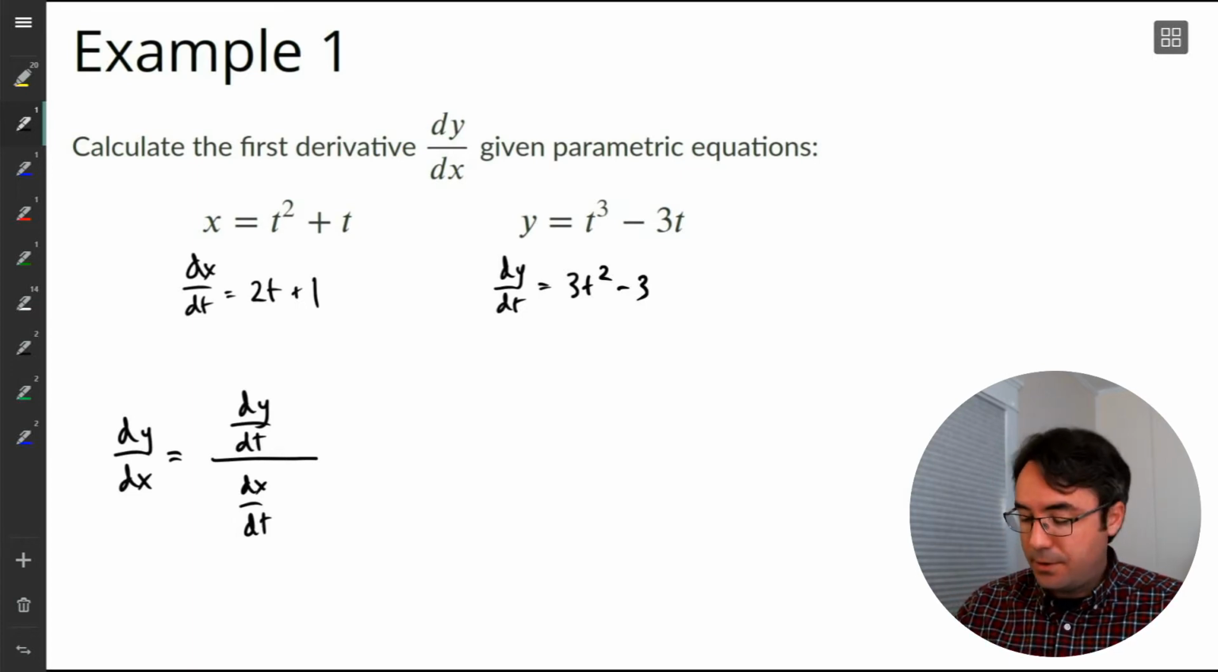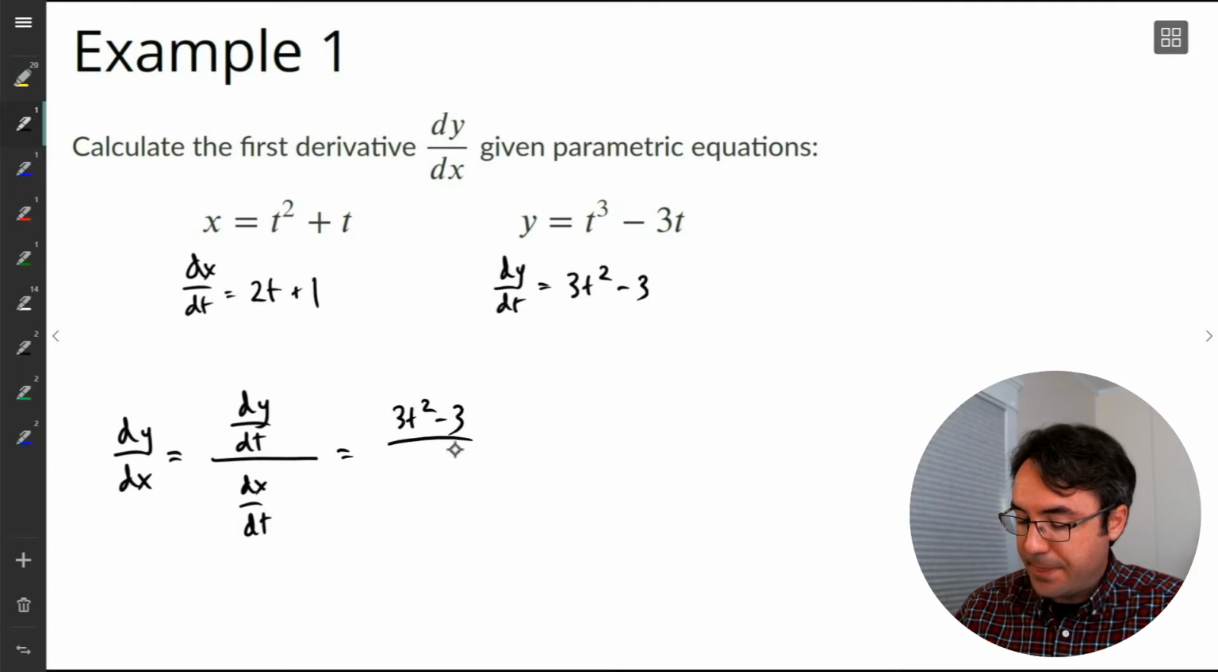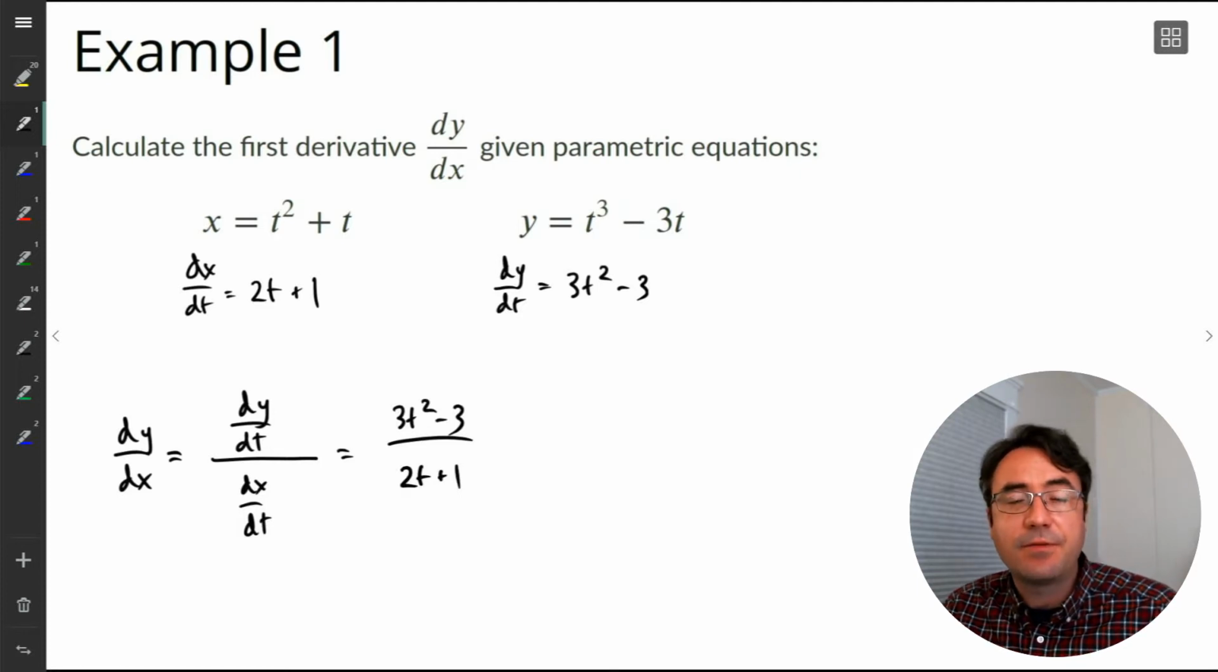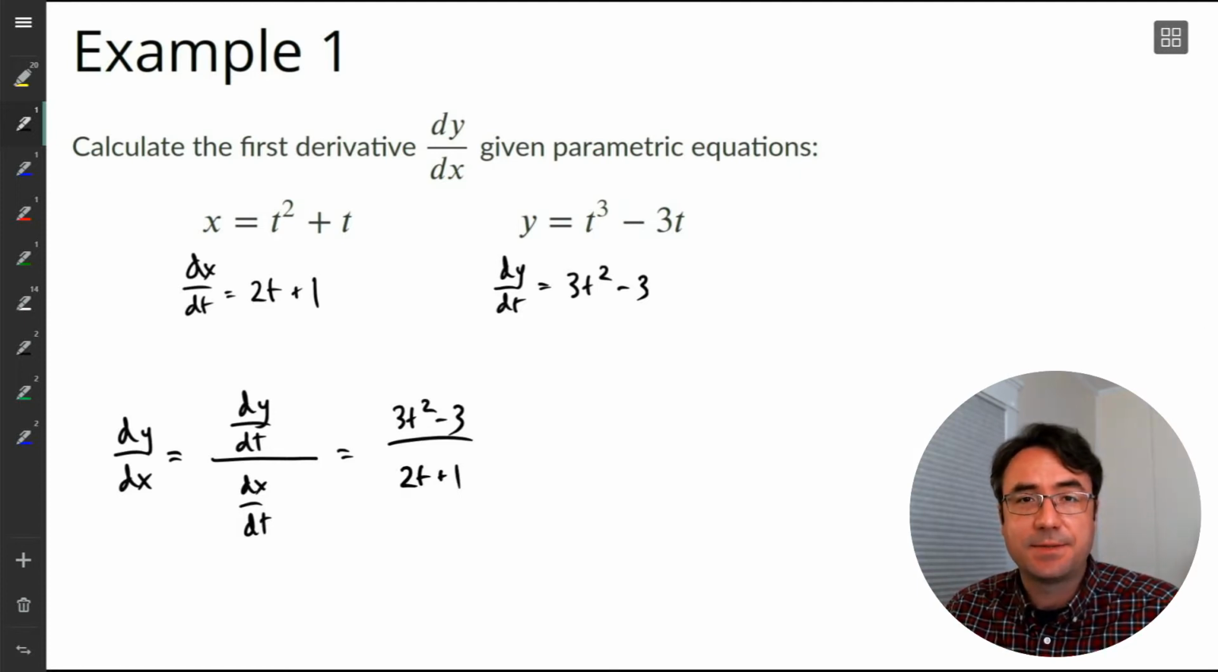All right, so let's fill this in. What is dy dt? That goes on top, 3t squared minus 3. What is dx dt? That goes on the bottom. That's 2t plus 1. And there we go. We have our derivative dy dx.